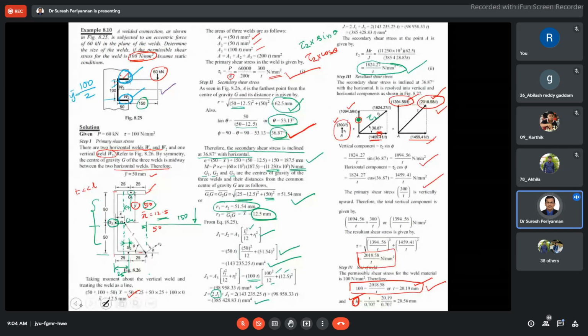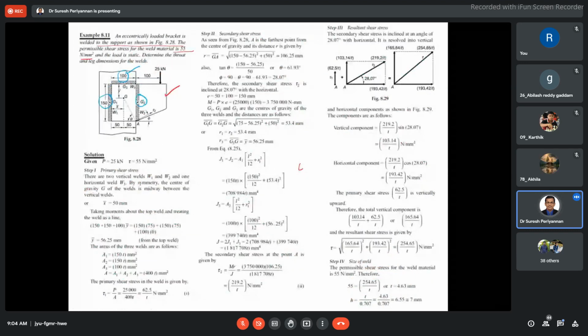Now in this case, the vertical welds are the same. What is the horizontal, the X bar here? In this case, the X bar is very easy to find out. It is 100 divided by 2, this dimension divided by 2, and that is our X bar. Because W1 and W2 are symmetric and the distance between W1 and W2 is 100, I can easily find out X bar.